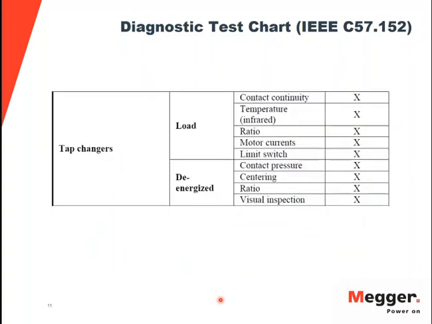Likewise, for tap changers, either it could be an off-load tap changer, which people also call a de-energized tap changer, DETC, or the on-load tap changer. For both of them, turns ratio and winding resistance tests are recommended, and as you can see, those are listed in this one as well.